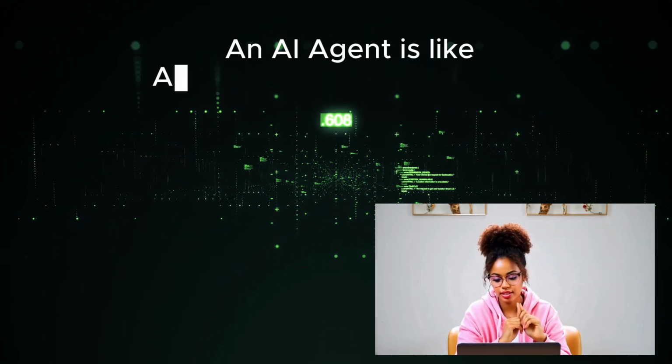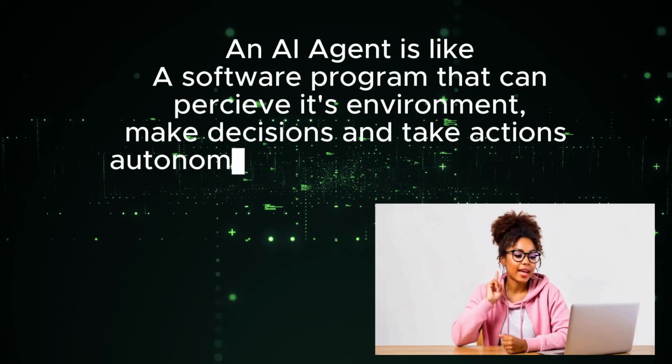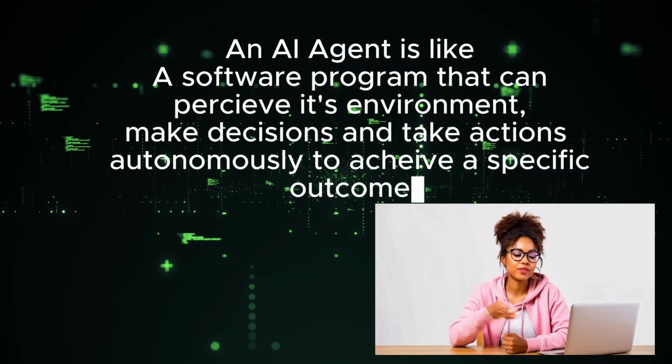An AI agent is a software program that can sense its environment, make decisions, and take actions autonomously to achieve a specific goal. In simple terms, it's like having a virtual team member that's not only responding to situations, but can also think, plan, and act independently based on the tasks you set it to do.